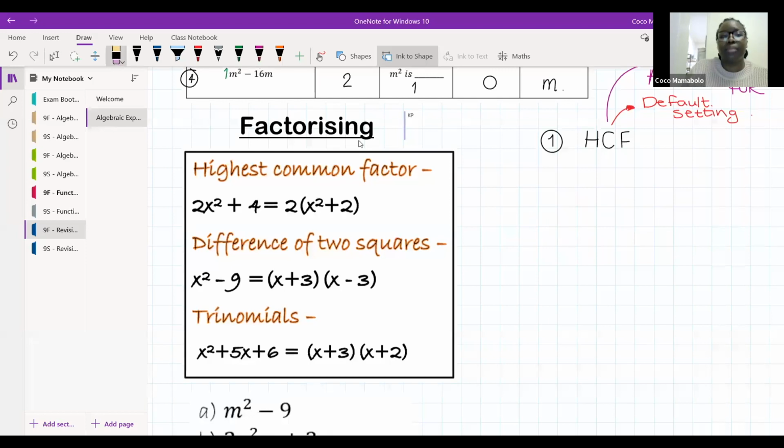Ma'am, I have a question. Yes. Ma'am, can you please explain the difference of 2 squares and the trinomial? That's what we're getting to now. That's what I'm going to get to. That's what's next. Okay. I'm going to explain. I wasn't going to stop at just highest common factor. We were going to continue.